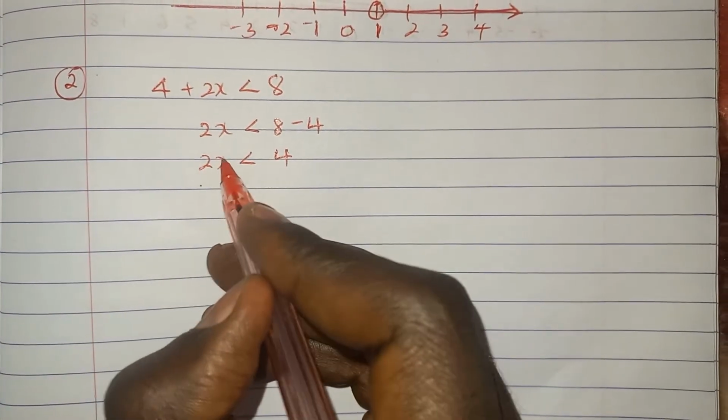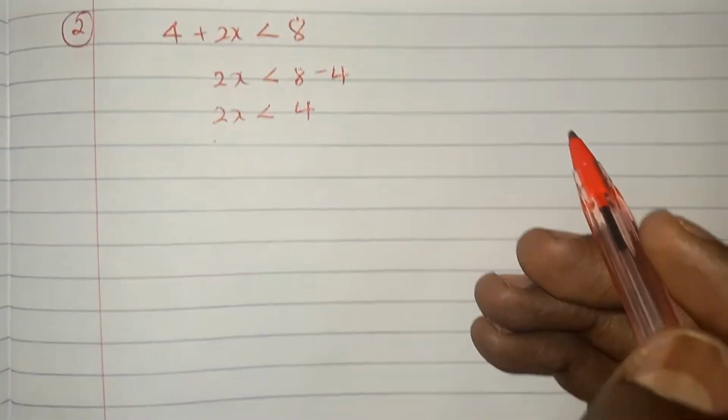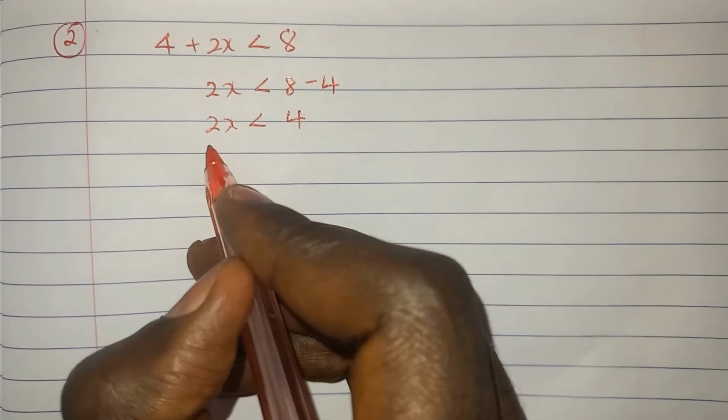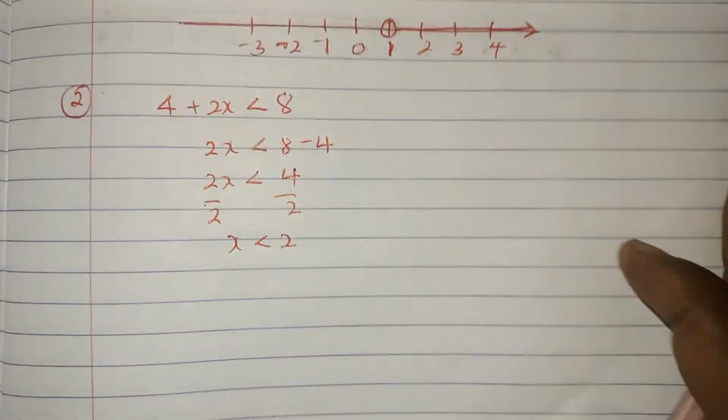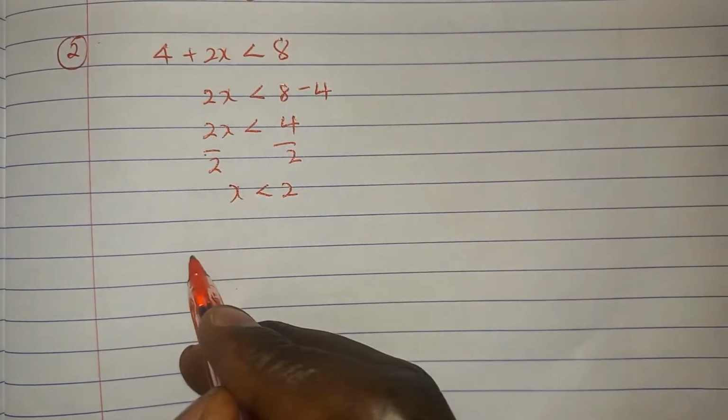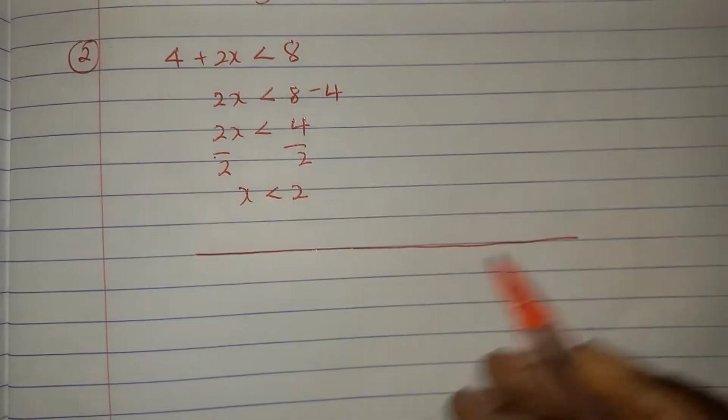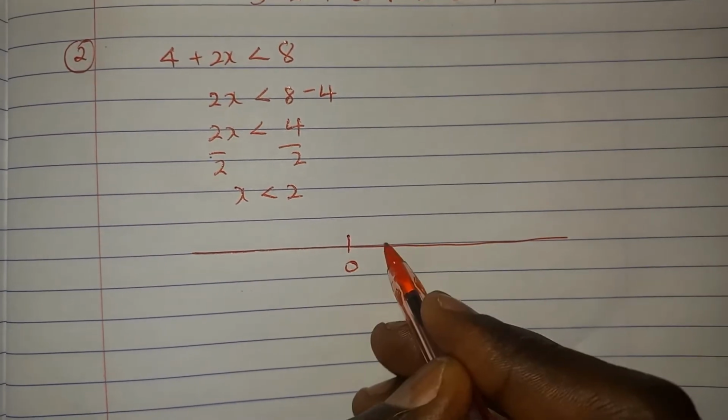Now, to get rid of this 2 here, we divide both sides by 2. So we have x is less than 2. So how do we present this on a number line? Again, we will draw a number line there.